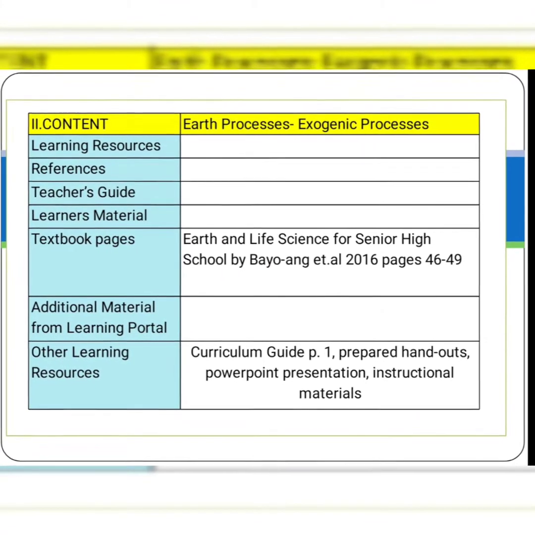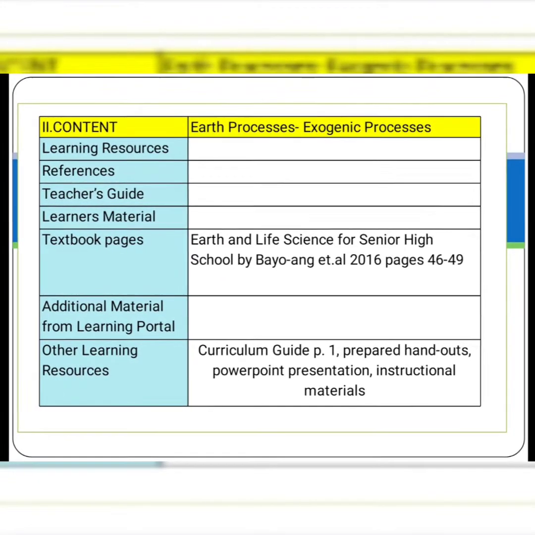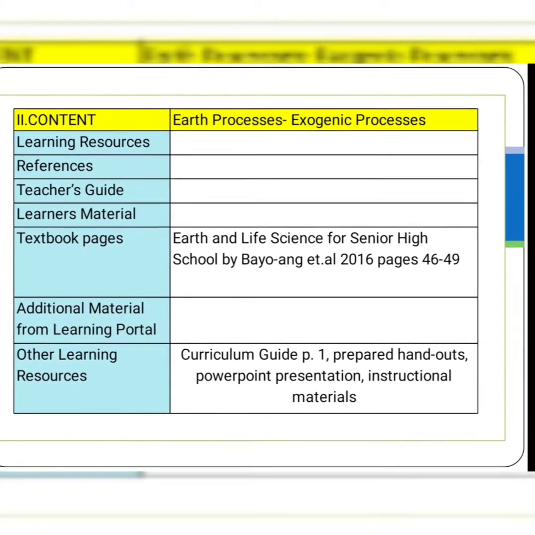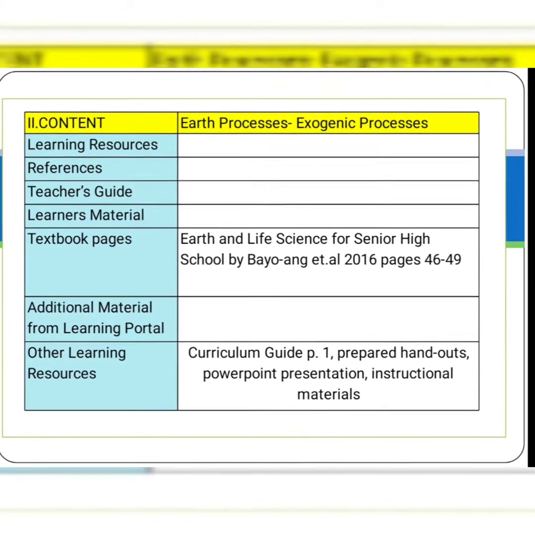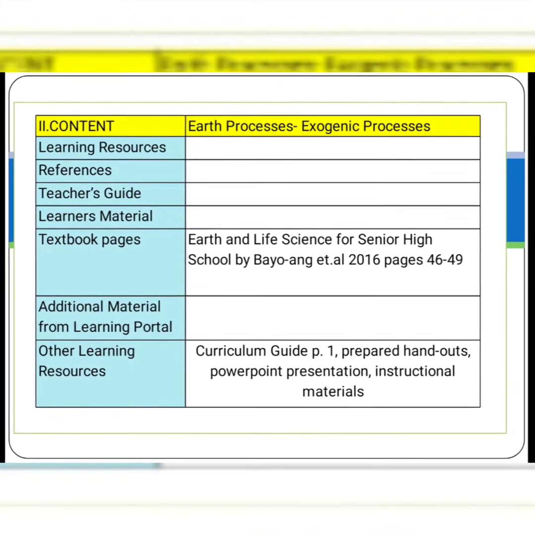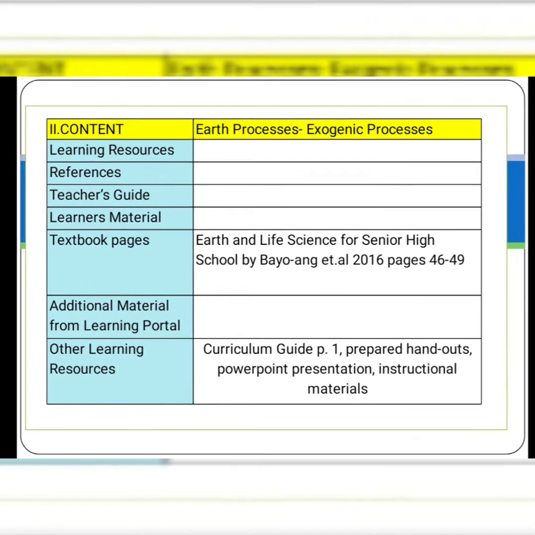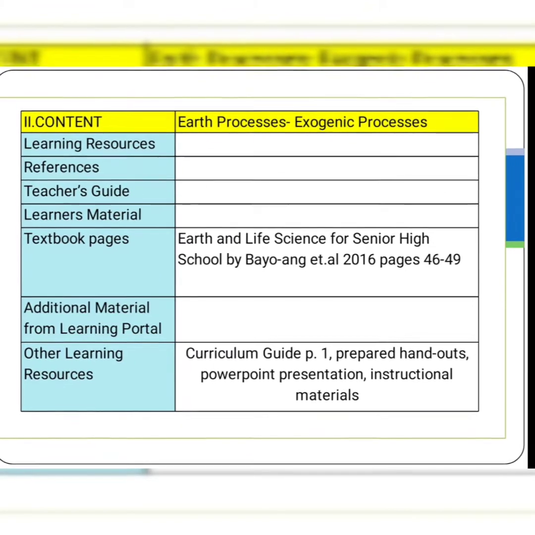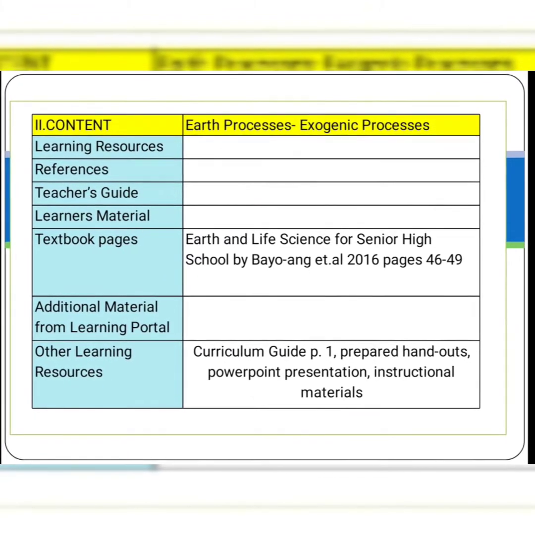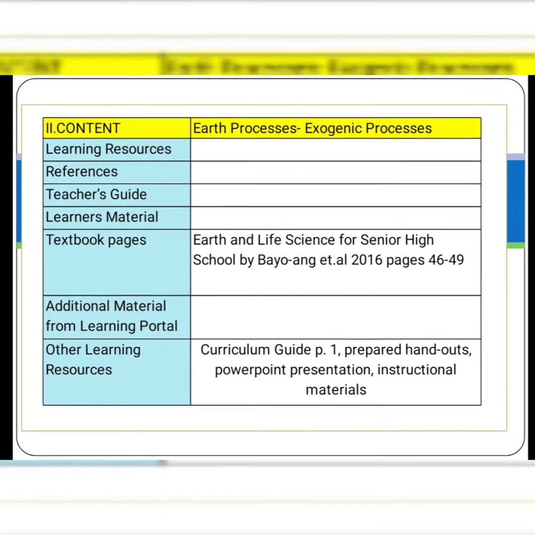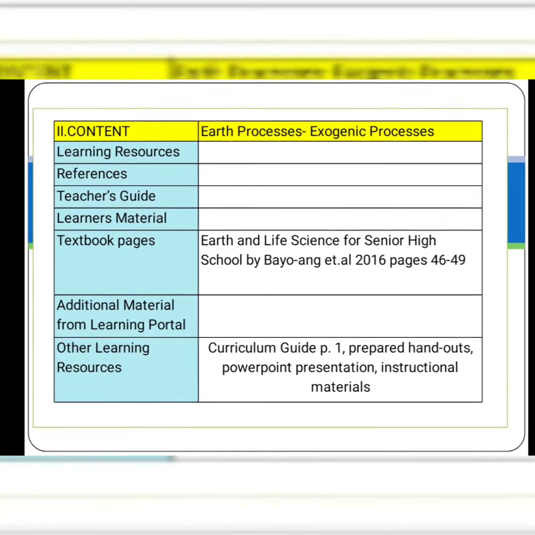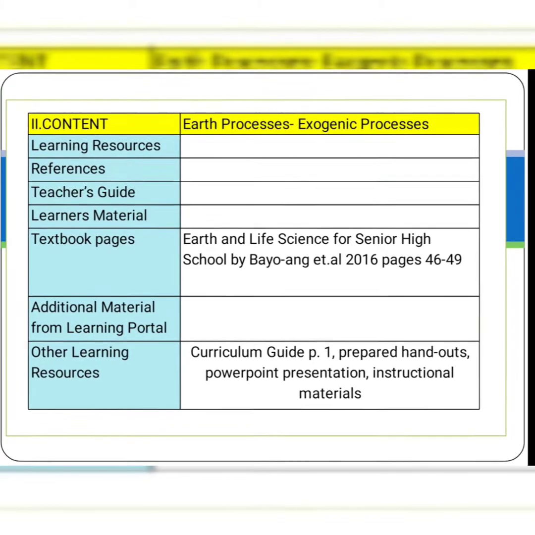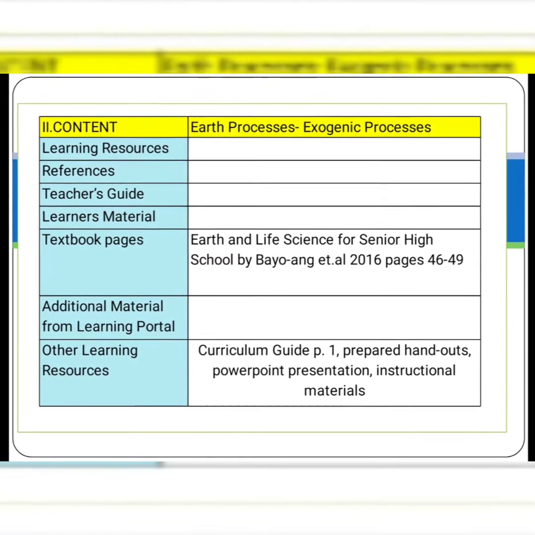Next to objectives is the content. Okay, so this is the topic that you're going to discuss. For example, here I wrote for the content earth processes or the exogenic processes. So for the learning resources, you list there the available materials that you're going to use. For example, books, diba? For references, you can use books as reference and internet sources.